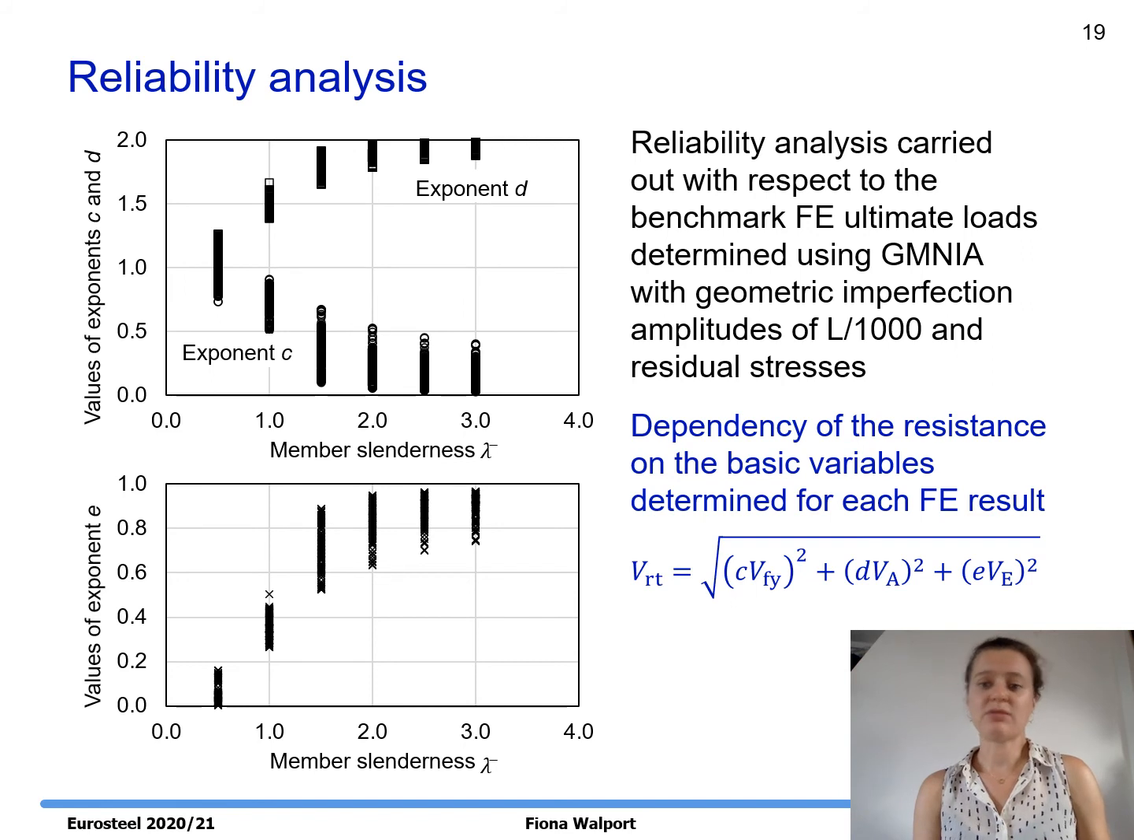Hence, for each FE result, the dependency of the resistance, presented as the exponent to which the basic variable should be raised, was determined. So these figures show the values of the exponents for all compression cases considered, and as an example, we can see that as the slenderness increases, the dependency on the yield stress and hence the exponent C reduces, while the dependency on the cross-sectional area and hence exponent D increases. This makes sense because the buckling load approaches the elastic buckling load as slenderness increases, which is a function of the section geometry but independent of the yield stress.